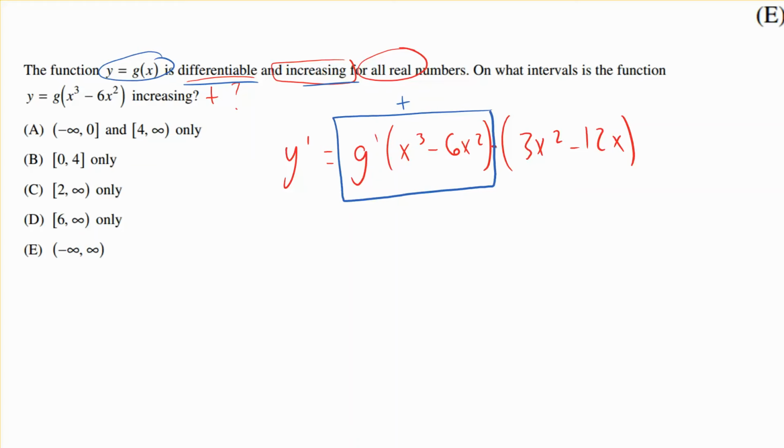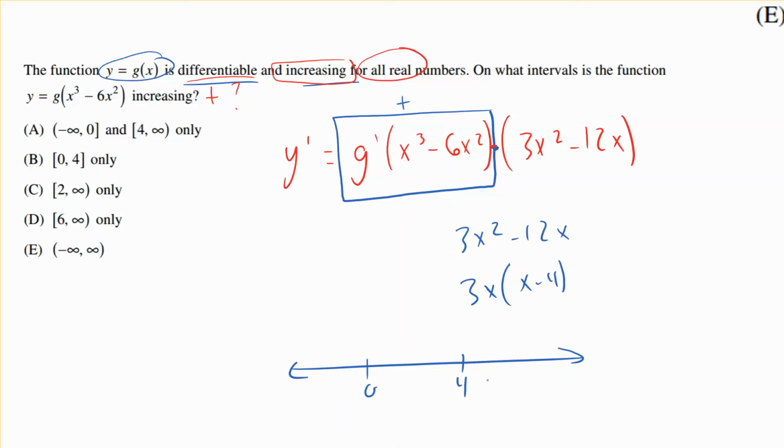Where is it positive? So 3x squared minus 12x. Where does that have zeros? I can factor out that 3x, and I've got x minus 4. So I've got zeros at 0 and 4. So let's take a look. If I put in a negative number here, I get a negative times a negative, which is a positive. If I put in a number like 1, I get a positive times a negative. And if I put in a number like 5, I also get a positive number.